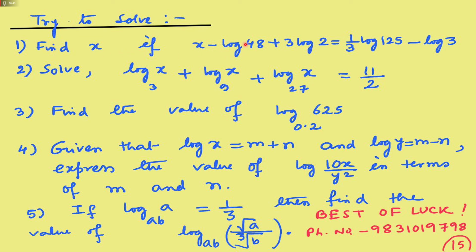Find x if x minus log 48 plus 3 log 2 equals 1 by 3 log 125 minus log 3. This log means base 10. I think you can solve it easily. It is a very easy question. Now solve log x base 3 plus log x base 9 plus log x base 27 equals 11 by 2. That means you have to find the value of x. This is also a very simple question. Just find the value of log 625 where the base is 0.2.